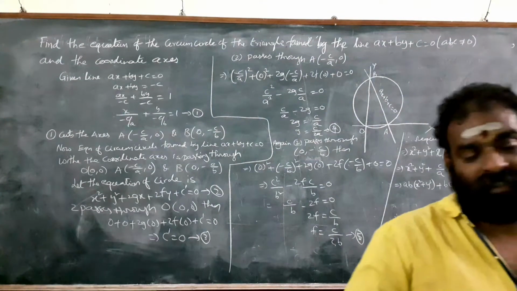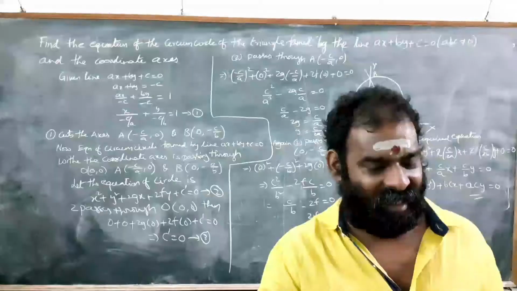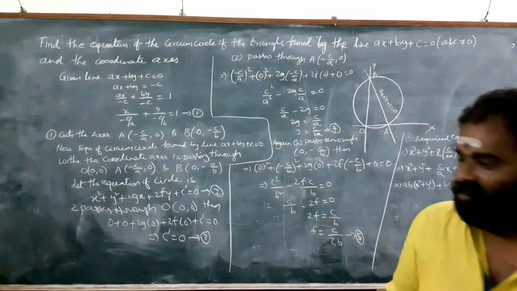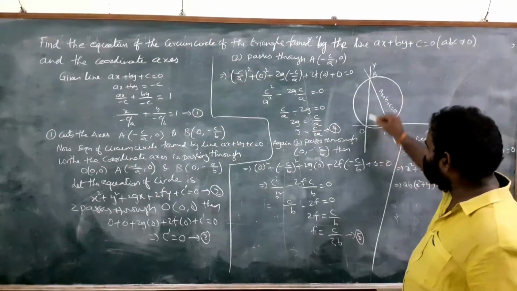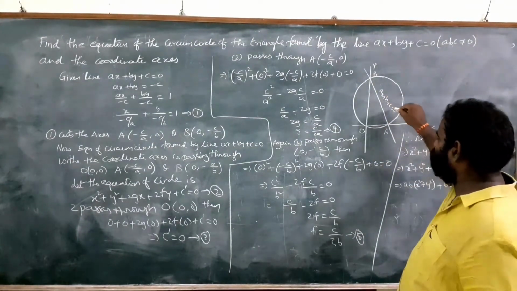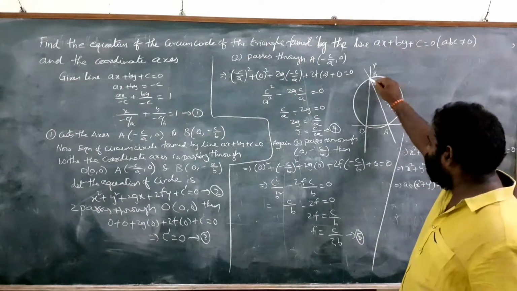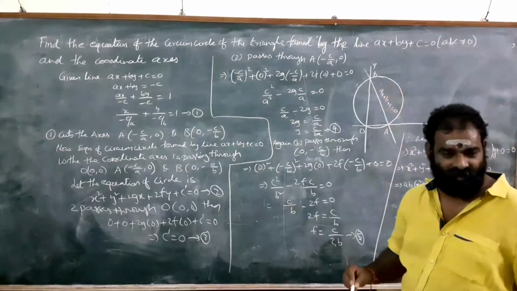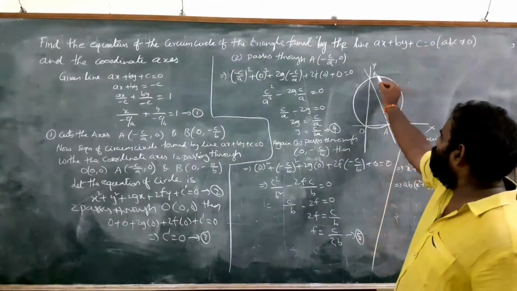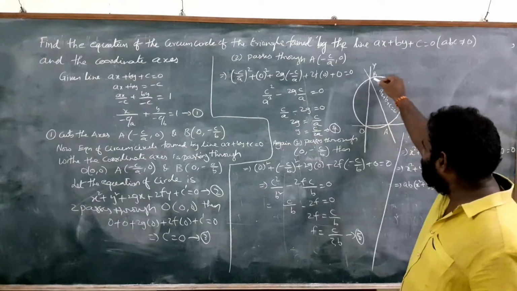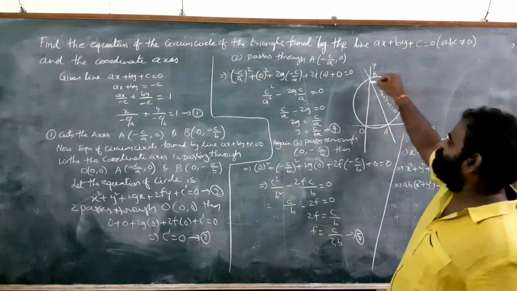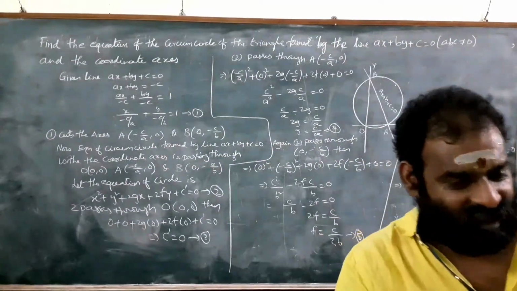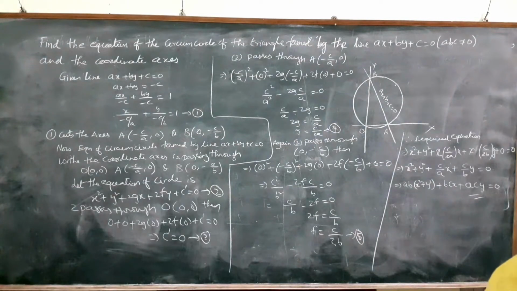Here, how is that circle formed? It is formed by a line with the coordinate axes. Suppose this is the x-axis and this is the y-axis, and this is the line ax plus by plus c equal to 0. Obviously a triangle OAB is formed. If we draw a circle passing through the vertices O, A and B of this triangle, then this circle is called a circumcircle. That means if a circle passes through the vertices of a triangle, then the circle is called a circumcircle.